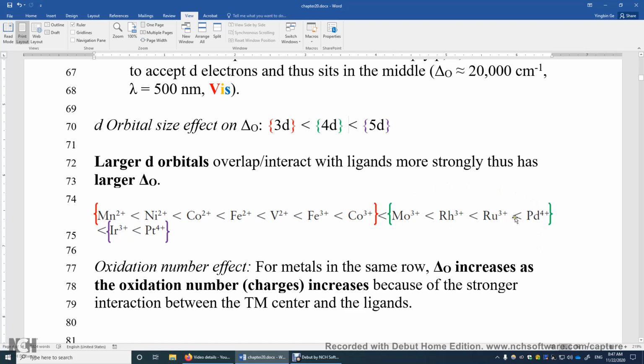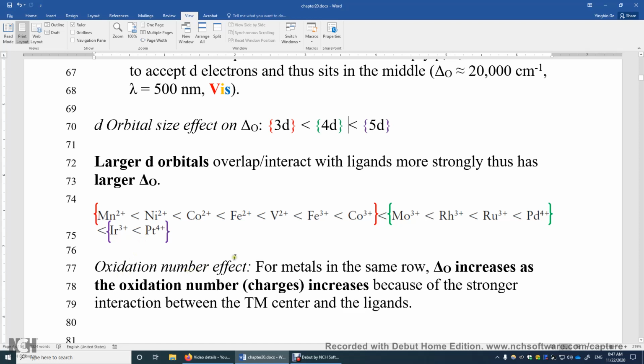Now let's look at the 4D elements. This is 4+. The delta O for this 4+ transition metal center is greater than the 3+s. Over here, 3+, 3+. They have a larger delta O than 2+, 2+, 2+, 2+, 2+. All right, so we can clearly see the larger the oxidation number on the transition metal, the larger the delta O.